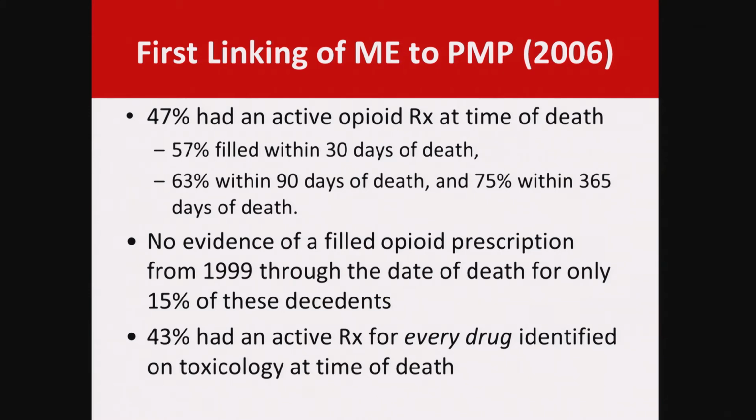We then used the toxicology data to see about mixing medications and found that 43% of our identified drug overdose decedents had an active prescription for every drug identified on toxicology at the time of death. And we decided that this was enough evidence that there was a patient safety problem and a problem that belonged to the Department of Health.